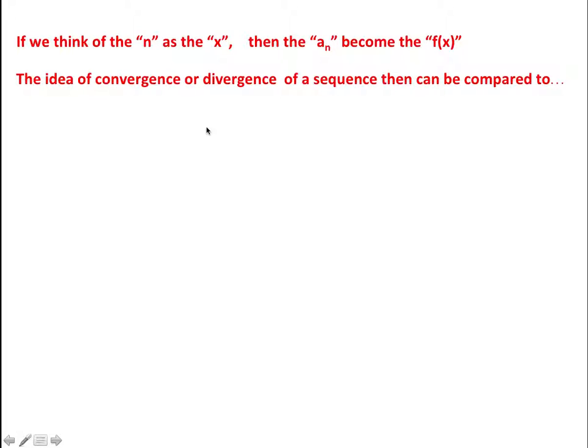sequences and their limits. So we talk about this idea of convergence and this idea of divergence of a sequence, and that can be compared to then some function value. If we have a sequence that converges, then we have the function value that goes to some finite value. For divergence, we'd have a function value that goes to infinity. So if we can find the function value, then we can see if we have convergence or divergence after we go out infinitely many terms.